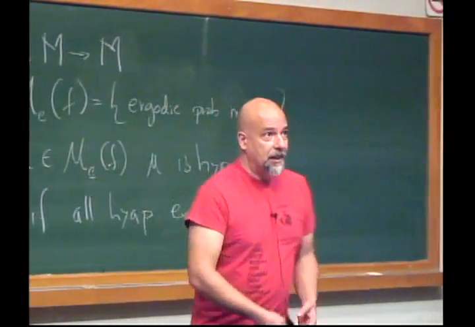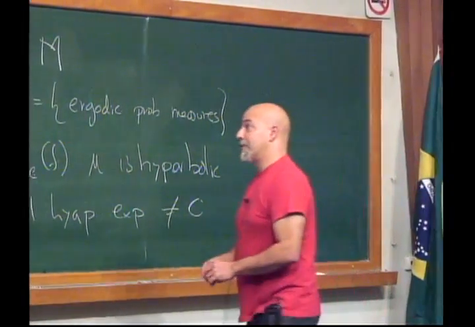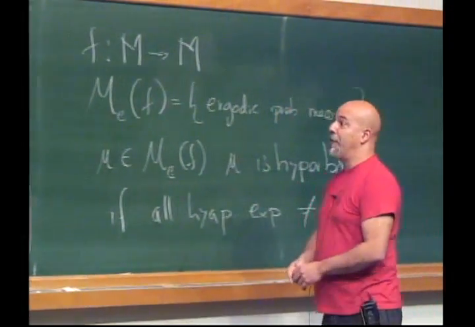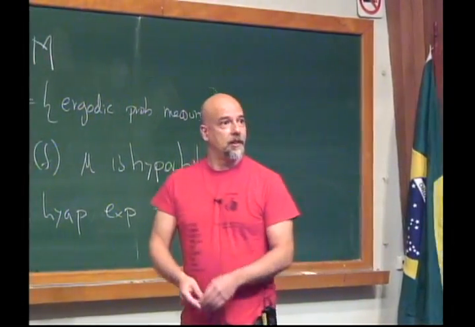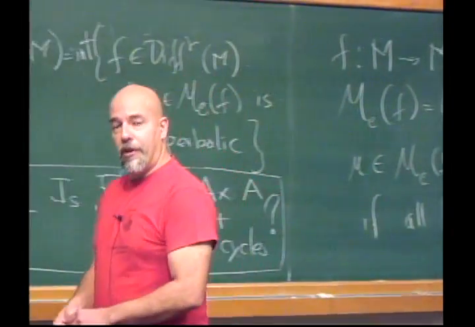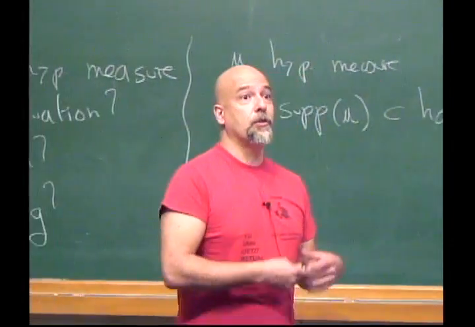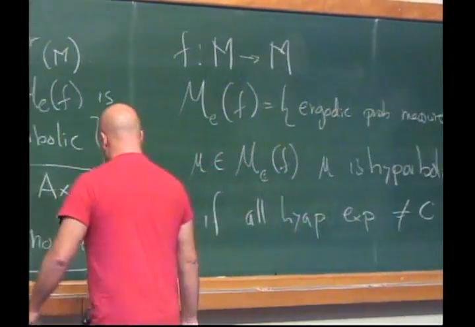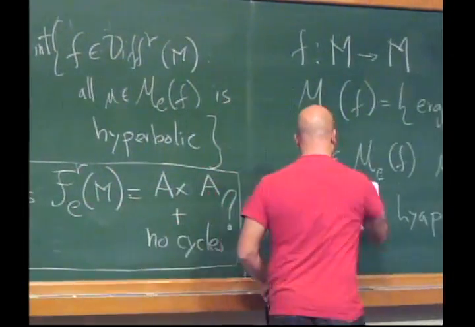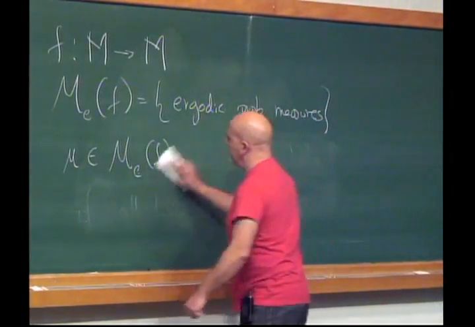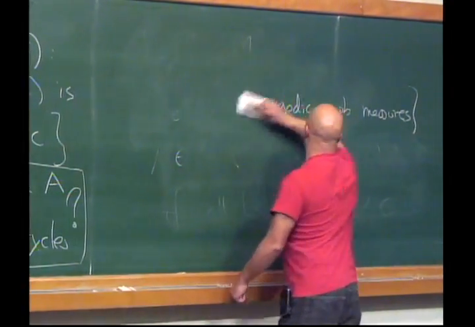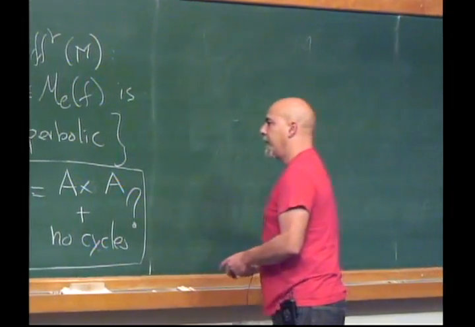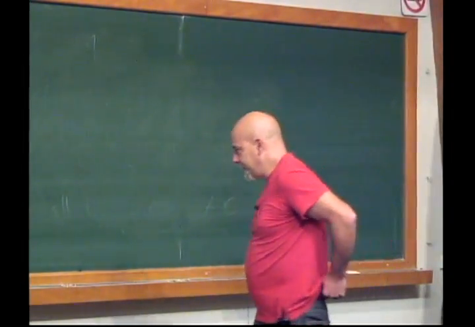We know that, first of all, the set of measures is not empty. And so by Katok, we have that the periodic points are dense in the closure of the support of all ergodic measures. So we have a lot of structure to start with. And now you can start playing with this question.